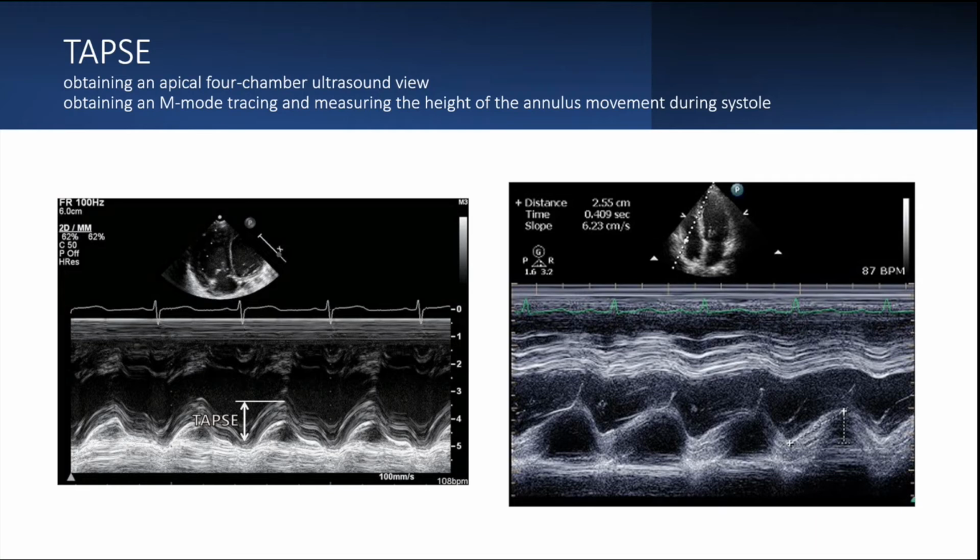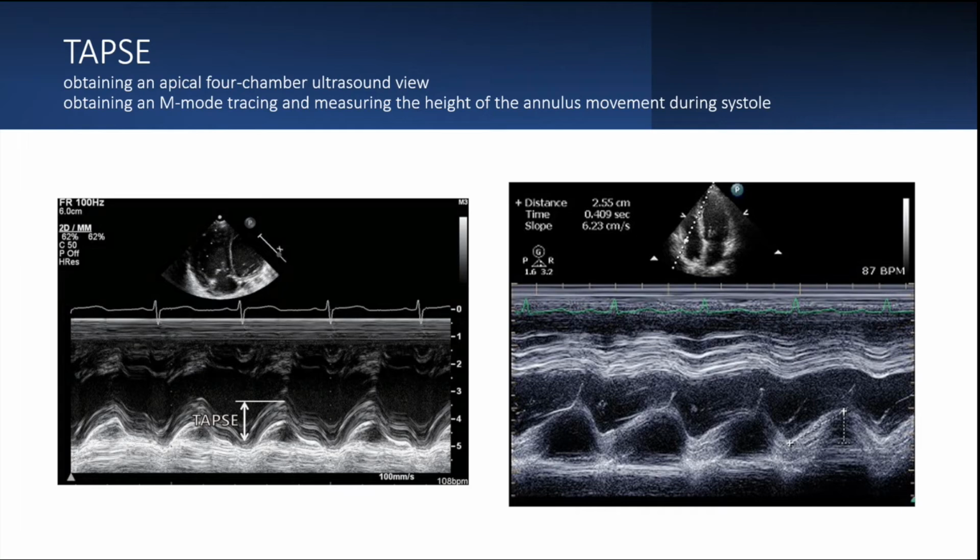So how to measure TAPSE? First we need to obtain an apical 4-chamber ultrasound view, and then we put an M-mode cursor along the lateral part of the tricuspid valve ring, and we can get this M-mode picture here. The TAPSE is the distance between the minimal excursion and the maximum excursion.